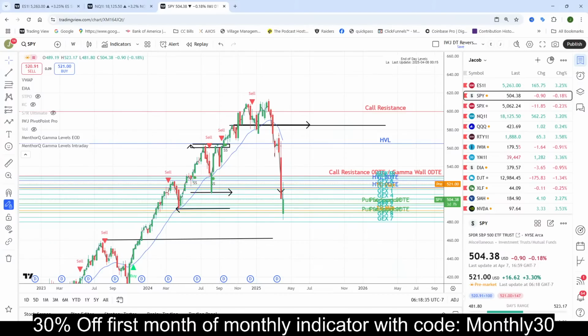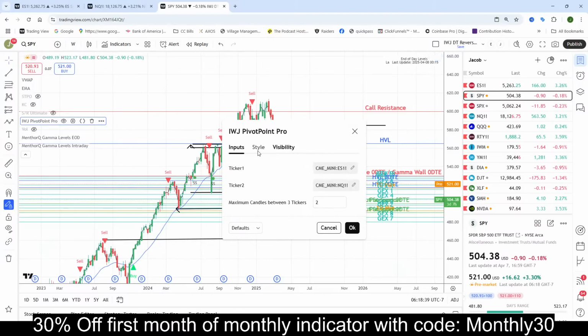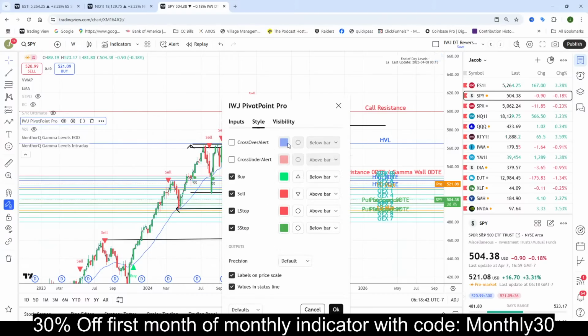You don't get the LS and SS. You might need to go into your settings right here and make sure they're checked. One thing people ask quite a bit about is the blue and red, the crossover and cross under alert. I turn them off. That's going to be a squeeze indicator that's inside of this that tells you when a squeeze is occurring, where the blue squeeze is up and the red squeeze is down. But it's not there yet, so I don't want to use it.